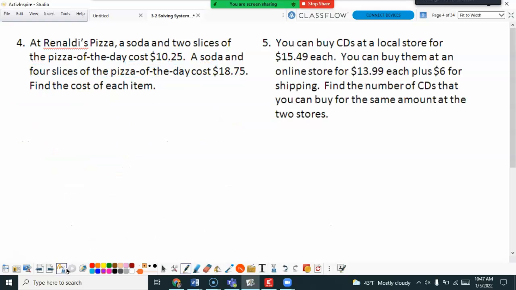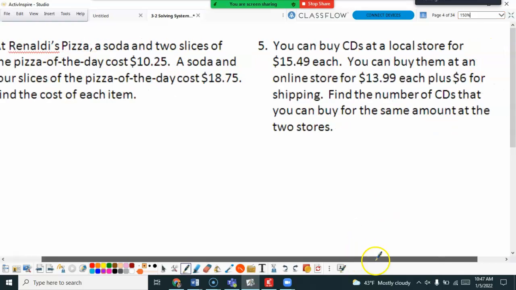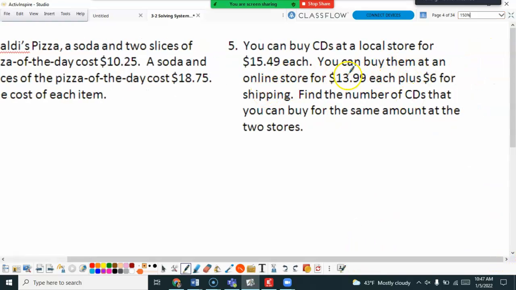In the second example, it says you can buy CDs at a local store for $15.49. You can buy them online for $13.99. However, you pay $6 for shipping. Find the number of CDs that you can buy for the same amount at the two stores.